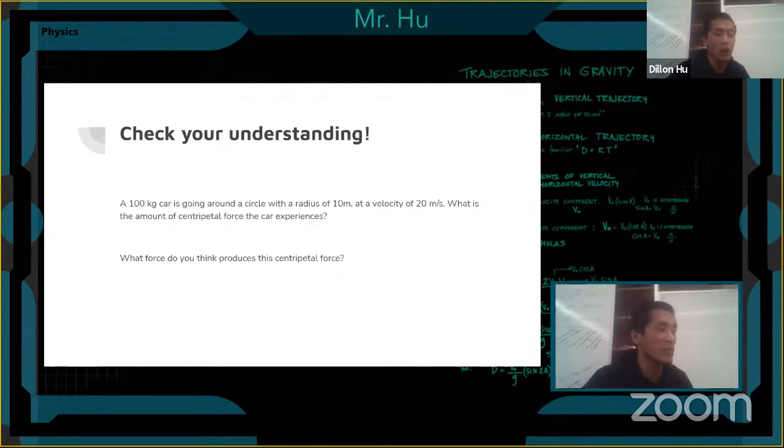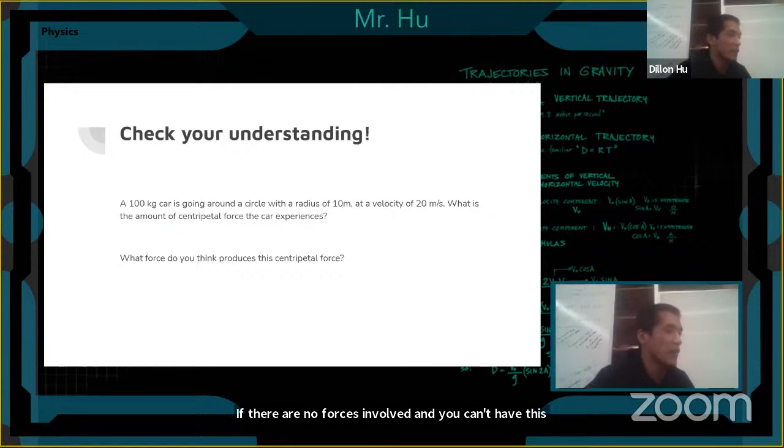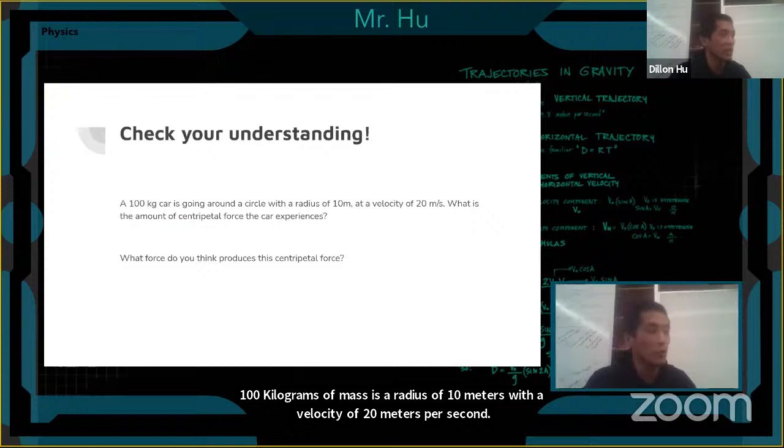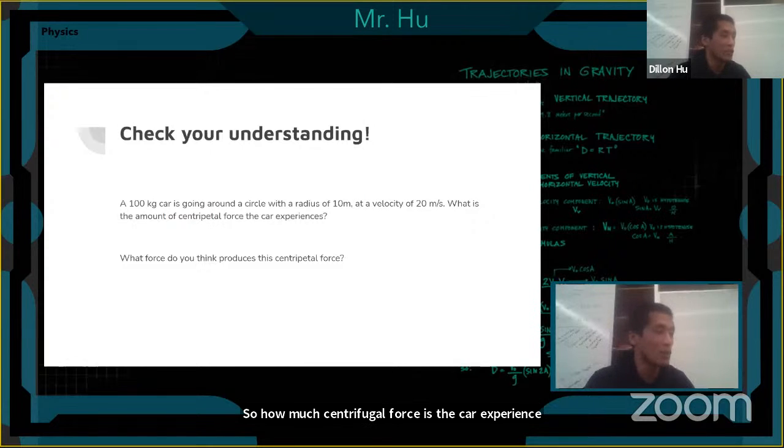If there are no forces involved, then you can't have this centripetal force. So why don't you just quickly take a few minutes. How much force is this car experiencing? If it is 100 kilograms of mass, a radius of 10 meters, with a velocity of 20 meters per second, how much centripetal force is the car experiencing? And then I want you to figure out what force you think is producing this centripetal force.